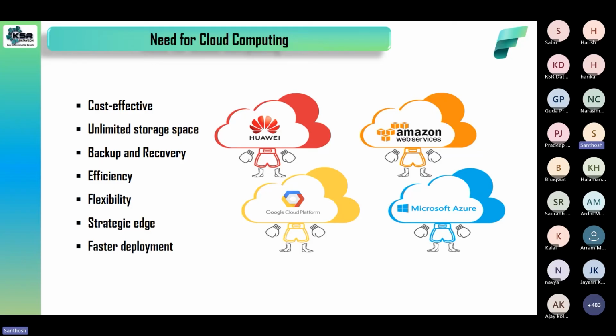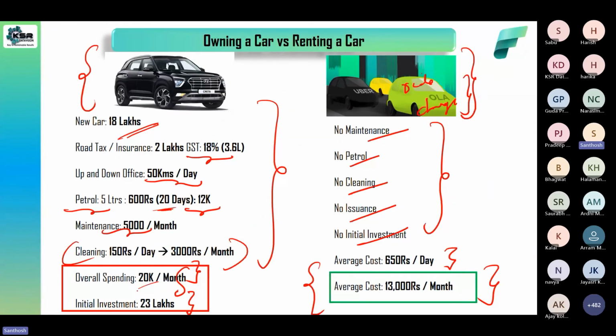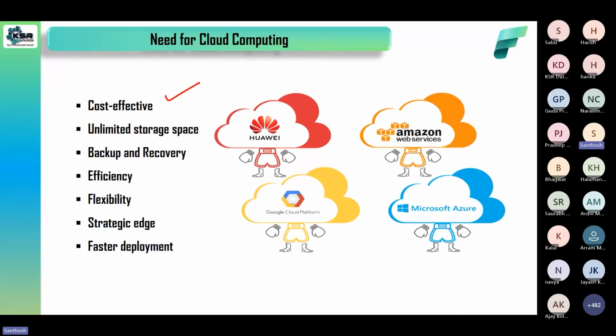Now, who is cloud? Just like your car rental company, like Ola, like Uber, they are going to provide you services. And you use the service and you just pay for them. Right? Now, very cost effective. You can see the amount here, right? 20,000 I'm spending on monthly basis. Here I'm spending 13K. It's cost effective. If I take the service from others, it's definitely going to be cost effective.